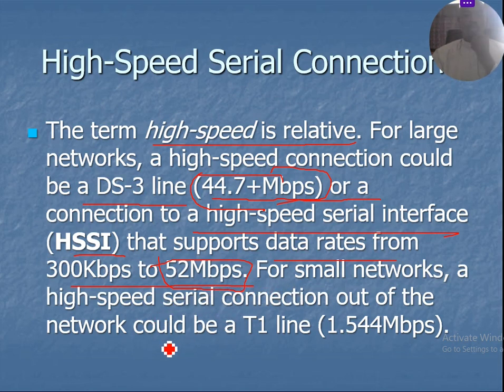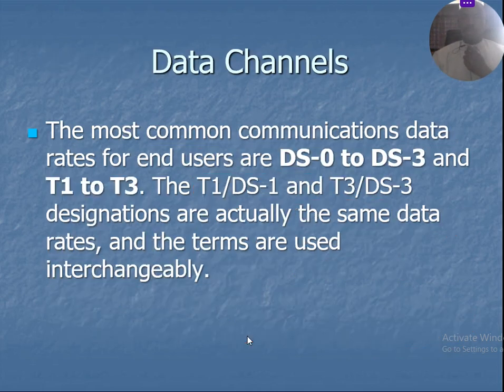Now, in the case of a small network, a high-speed serial connection could be maybe using a T1 line, which is just 1.544 megabit per second. You can see this speed is relatively small compared to 52 megabit per second. So when you have a small office space, 1.544 megabit per second could be okay for you, and a T1 line is enough for a small office space.